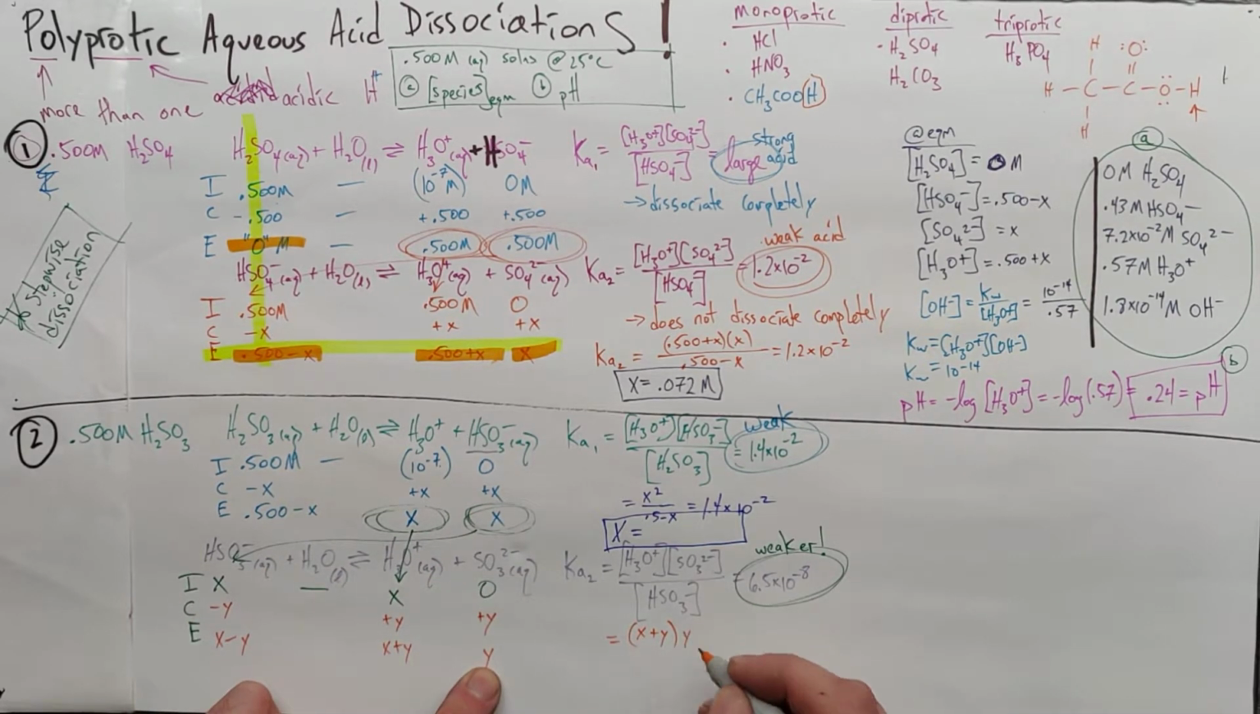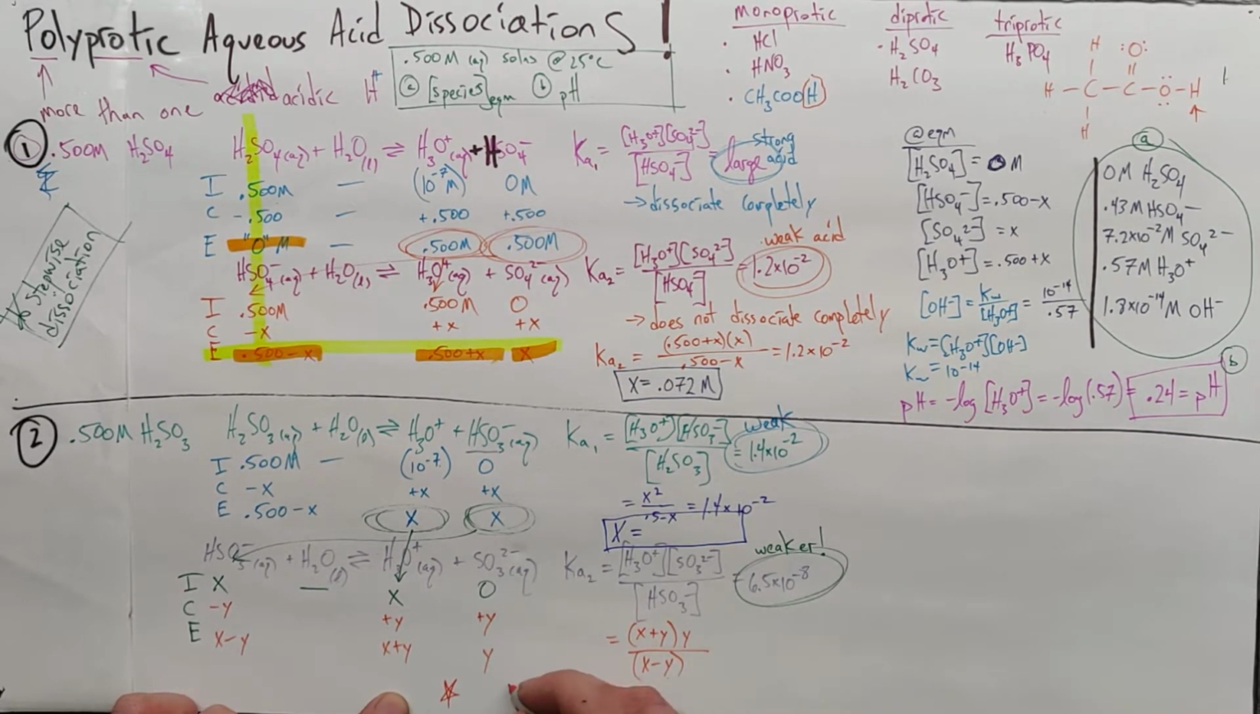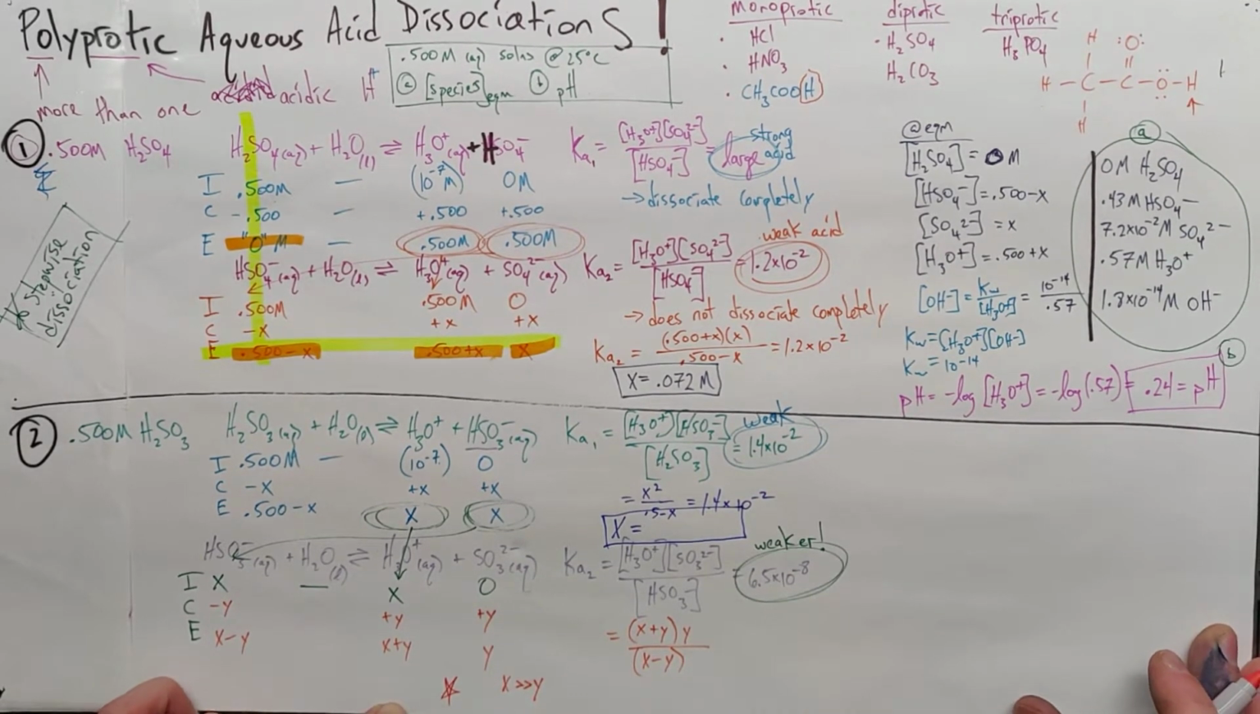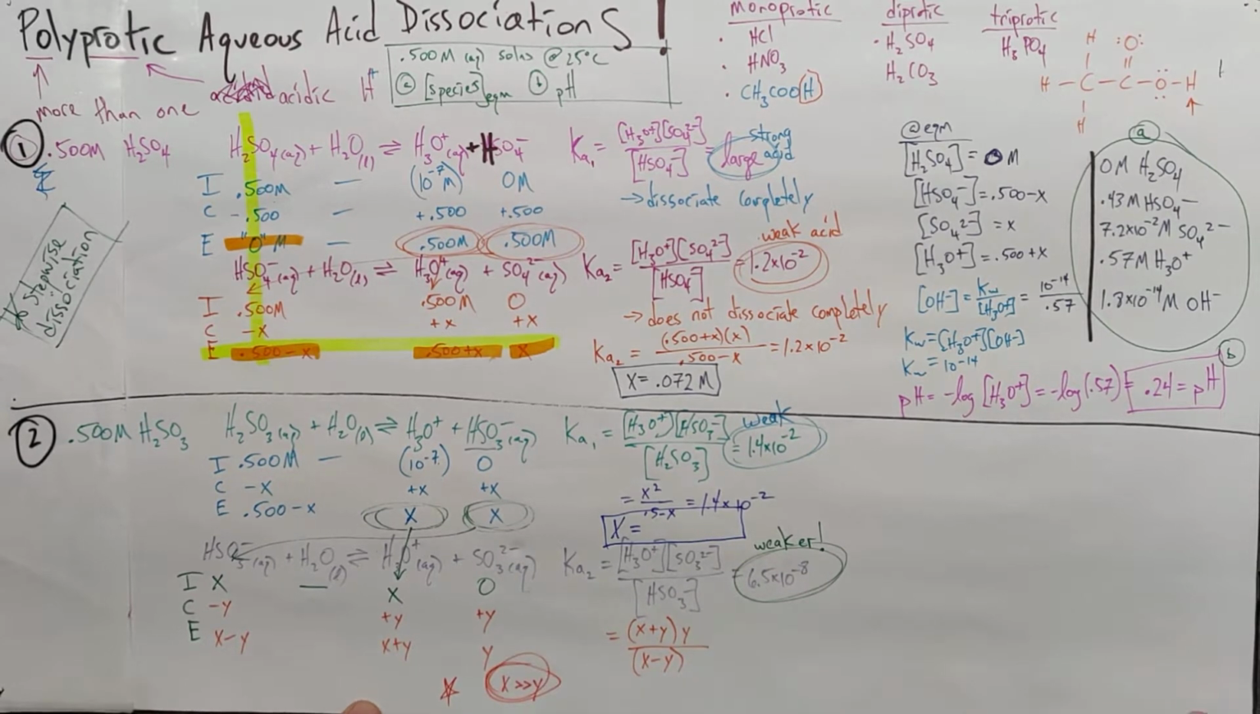SO3 2 minus is supposed to be Y, and HSO3 minus is supposed to be X minus Y. Now these two things don't cancel out except for one important fact, and we'll see this fact significantly in the next video, and that fact is X is going to be much greater than Y. X has to be much greater than Y. I want to make sure that's on the screen. Sadly, my paper is taped to the bench, so X is much greater than Y.